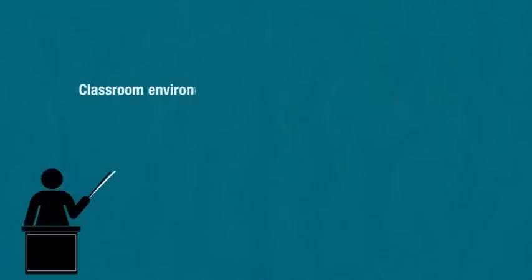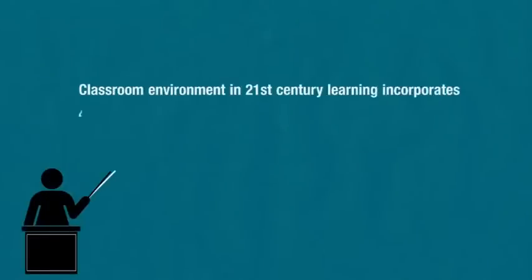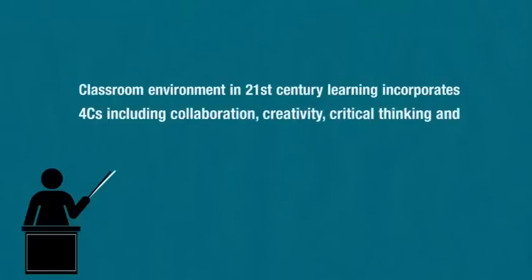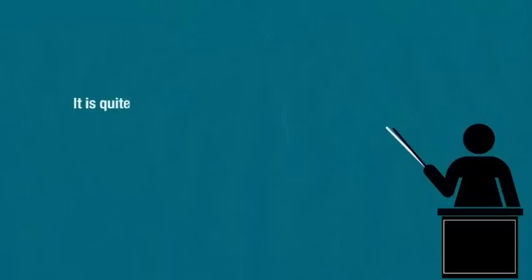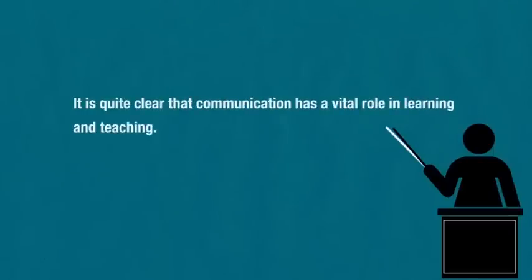In order to make learning occur in a true sense, a student needs positive classroom environment consisting of cooperation, collaboration, joyfulness and fruitful communication. Classroom environment in 21st century learning incorporates 4 C's including collaboration, creativity, critical thinking and communication. It is quite clear that communication has a vital role in learning and teaching. Teaching is considered to be communication and therefore good teachers are always supposed to be good communicators.